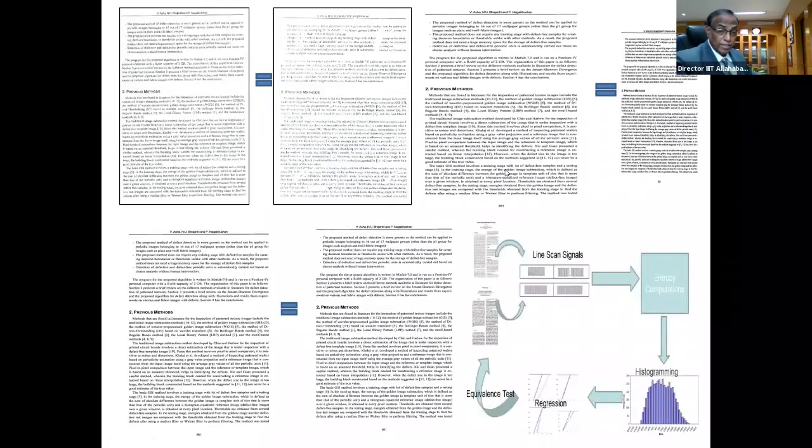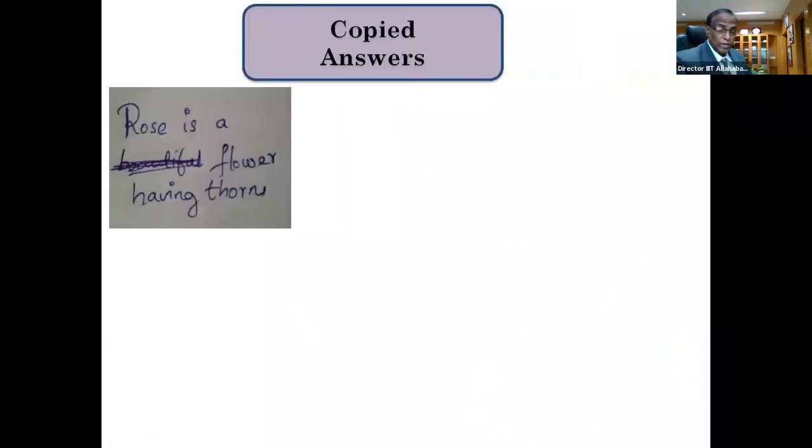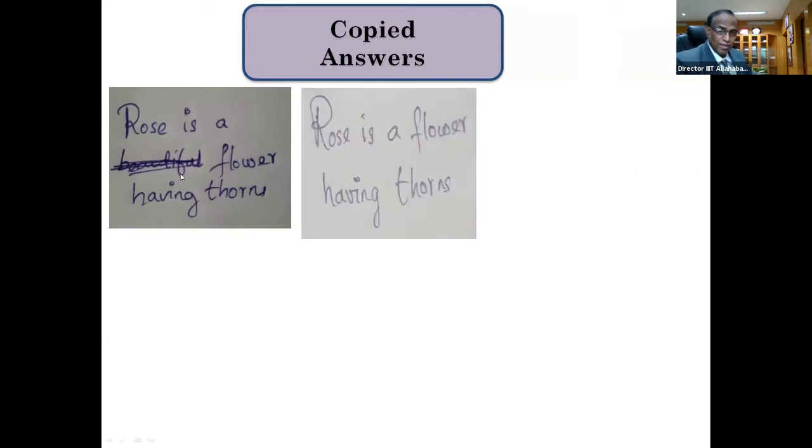But interestingly, in the case of a copied answer, let us say this is the original author of the answer. He is writing something about a rose. Rose is a beautiful flower having thorns. For some reason, he wanted to cut off 'beautiful'. The person who is copying is intelligent. You should note that. So why should he write 'beautiful' and then cut it off? If he writes 'beautiful' and also cuts it off, then it becomes an exact copy. But he is intelligent.